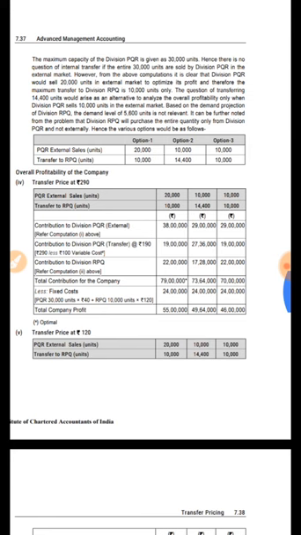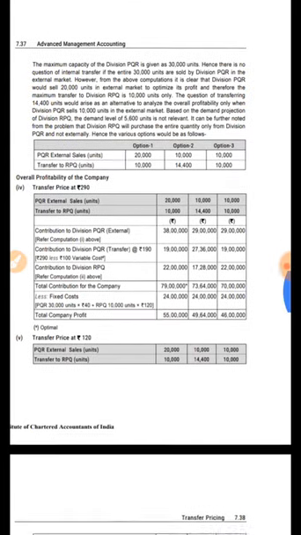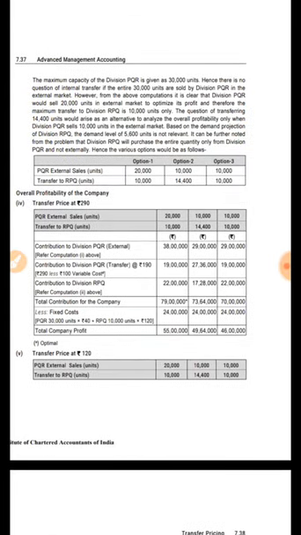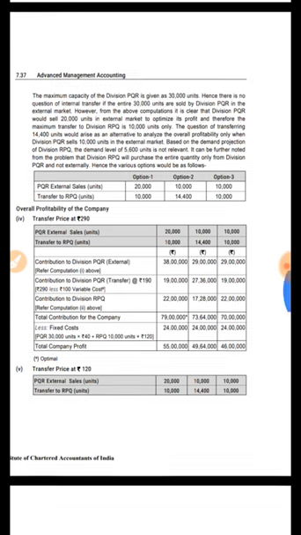Okay, so total contribution for the company, just total the contribution: 38 lakh, 19 lakh, 22 lakh, you'll get 79 lakh. Just like that for this column also, on both the columns. Okay, then fixed cost is 30,000 units into 40, 10,000 units into 120. How did we get that?